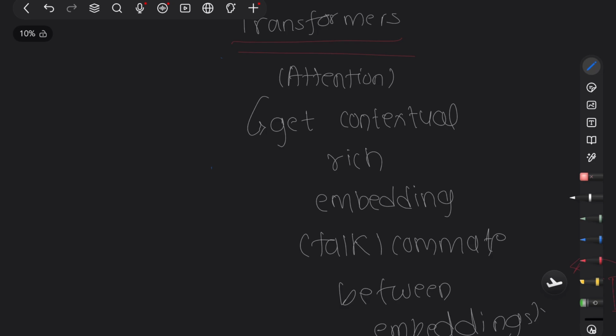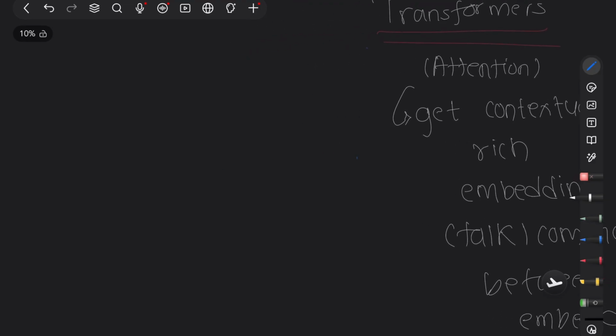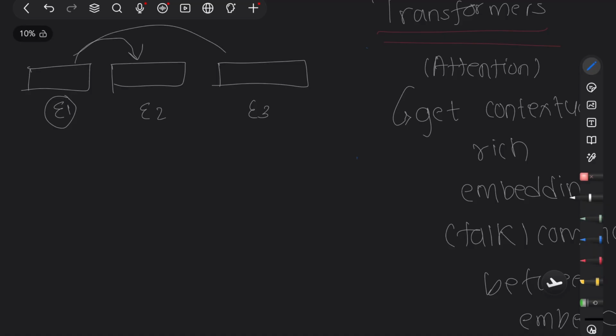So how can we achieve this? Let's try to learn from a first principles approach. We want to ensure that these embeddings, for example, these are our embeddings. We need to ensure that E1 is contextually aware about E2, E3. How can we make this?